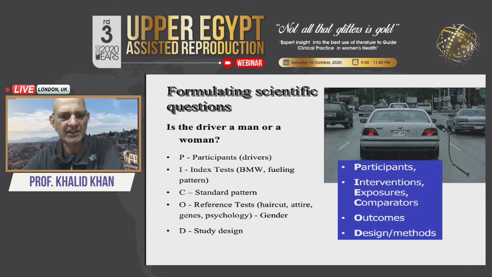And what's the study design? Well, it could be a cohort study where at the next traffic light, we ask all the drivers to come out of the car, take a blood sample, and then we can check what their gender is, which will determine the outcome.